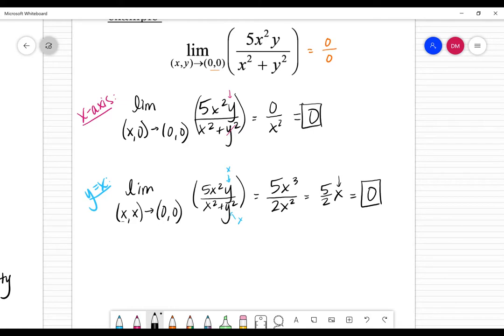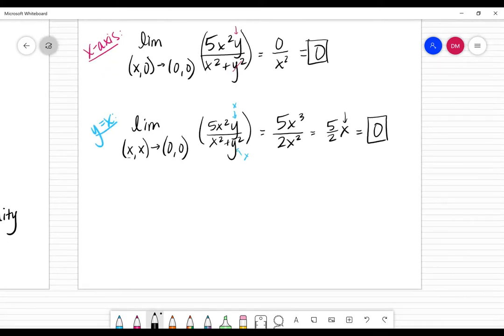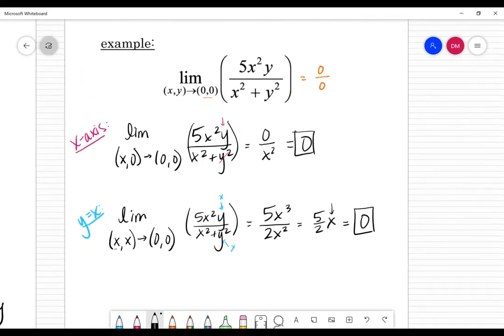I didn't have to do that for anything else because everything else just simplified where I didn't actually have to plug in my x value at all. So now here I plug in that x value of 0 that we're headed towards, and I see that the limits themselves do match. And so this means that I do have a discontinuity at this limit as I'm approaching 0, 0.